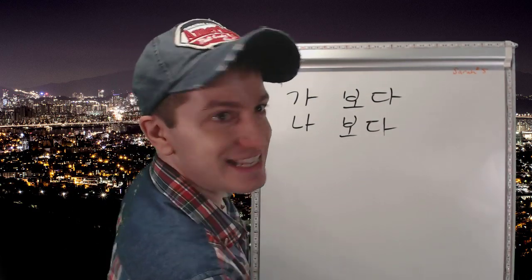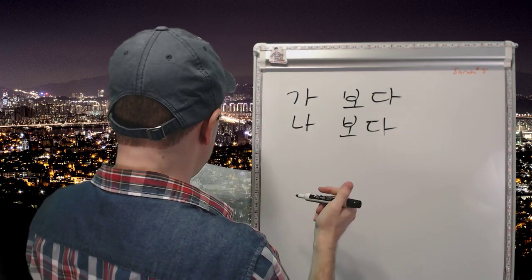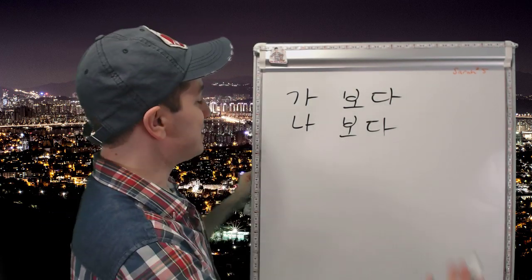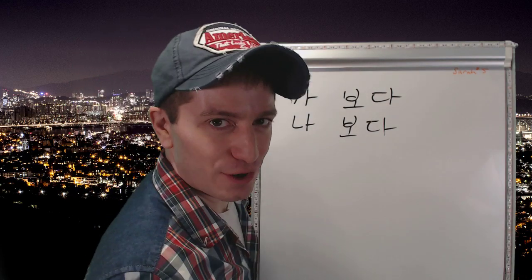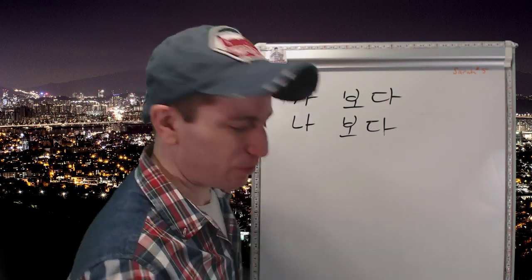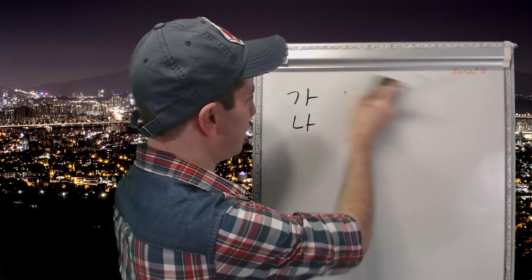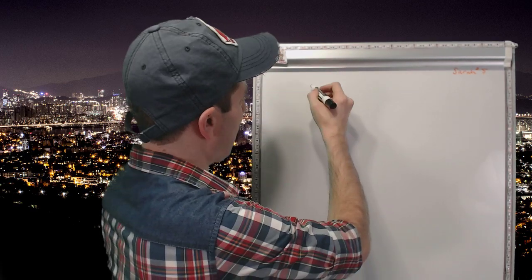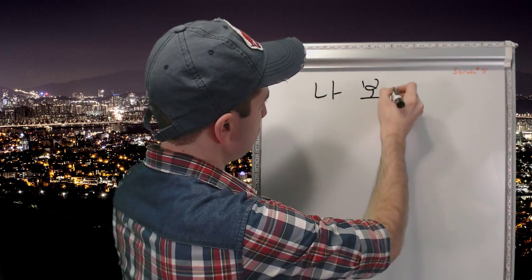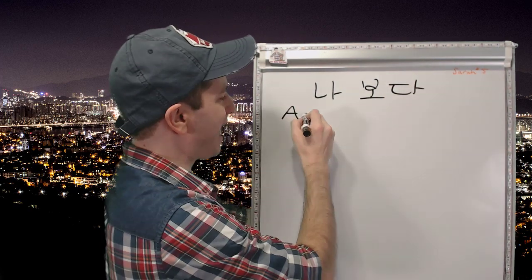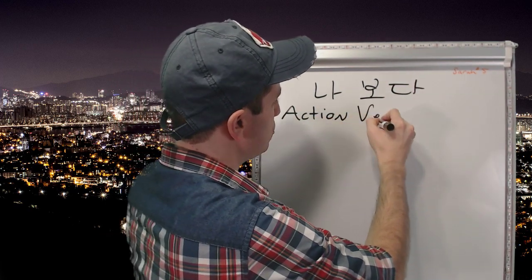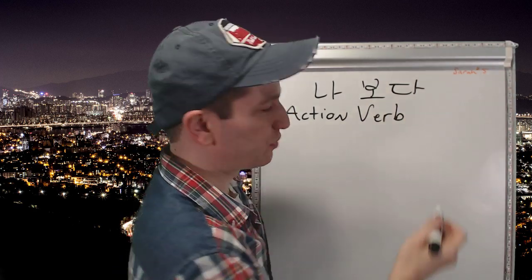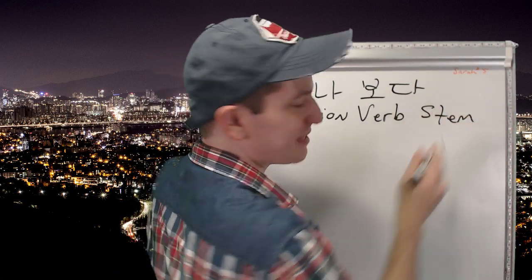That's very easy. In order to use it, you'll use a different one, depending on whether the verb that it comes after is an action verb or a description verb. So let's first take a look at 나보다. If you have an action verb, you attach 나보다 to the action verb's stem.